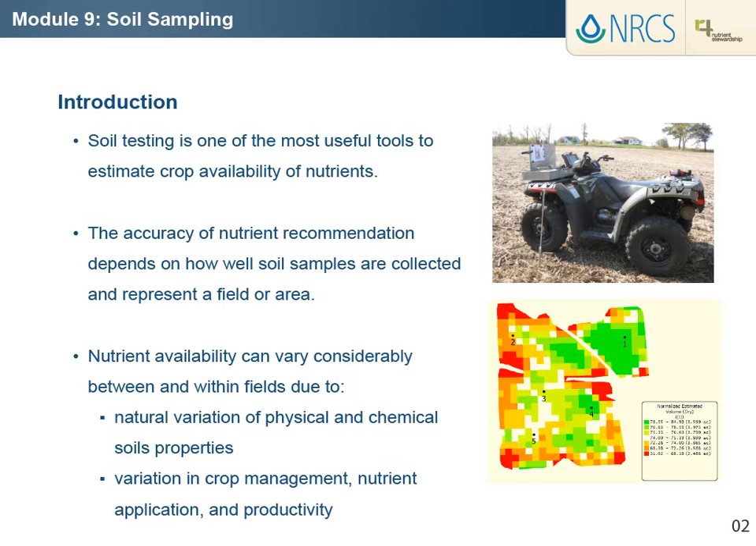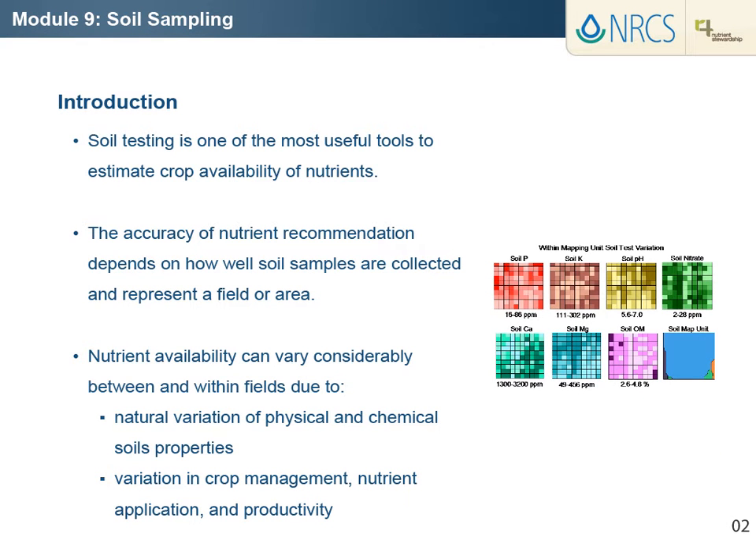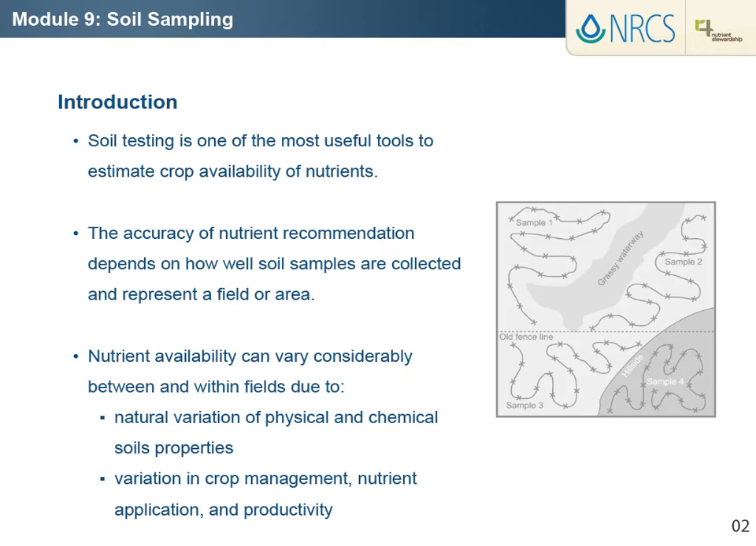Soil testing is one of the most useful and commonly used tools to estimate crop availability for many plant nutrients. Therefore, the accuracy of a nutrient recommendation depends on how well soil samples represent a field or areas within a field. The amount of plant-available nutrients can vary considerably across and within fields due to natural variation of physical and chemical characteristics of the soils, and also due to variation in crop management practices that over time influence the amount of available nutrients.